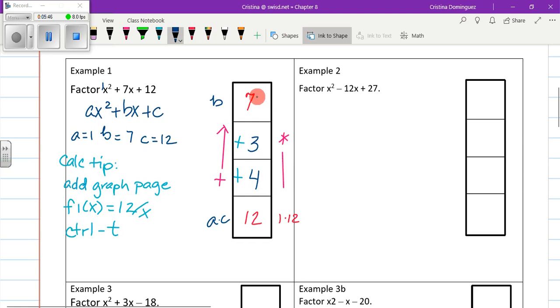So ladies and gentlemen, when we factor this, we take these two numbers, and we put them in here.